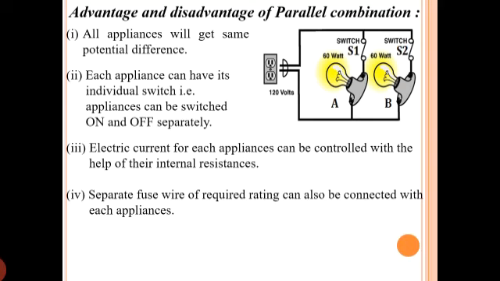Separate fuse wire of required rating can also be connected. So this is also understood. Since in the parallel each path is different, we can have an individual fuse wire also. Means if one appliance needs very high current, we can have a fuse wire of very high rating. Rating means which can tolerate high current. If the appliance needs very less current, we can have a separate fuse wire for that appliance of low rating. So that is possible in the parallel combination, and in this way each appliance can be safe, can be prevented from getting damaged because of excess current in the circuit.